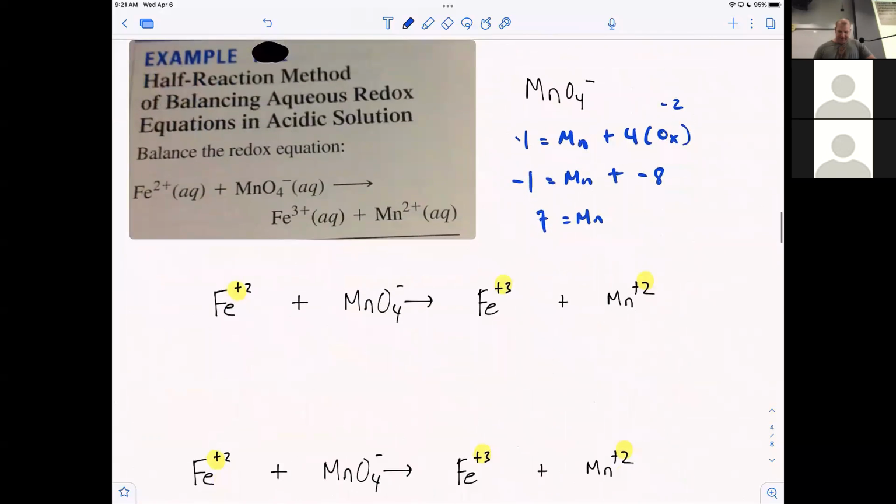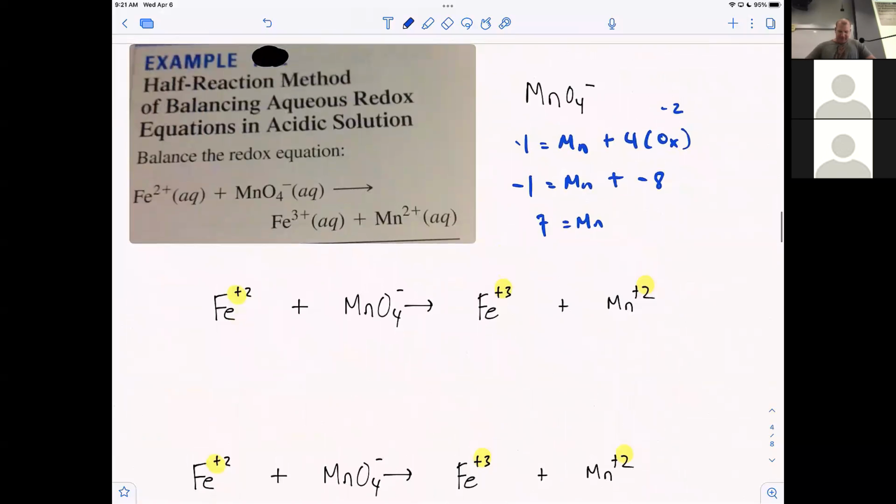All right. Time to make it more complicated, because it's more fun when it's complicated, right? So let's assign the oxidation states. I should have erased this.